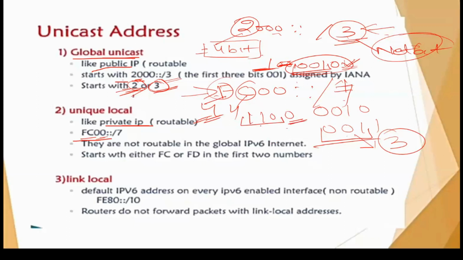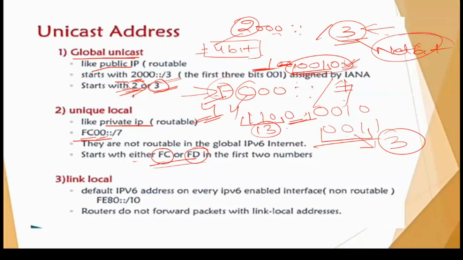If we change this, what will happen? Now it is 8 for 12. If we change this 0 into 1, then it will be 13. And 13 means FD. So you can see it starts with either FC or FD. These two are reserved for private IPs in IP version 6.